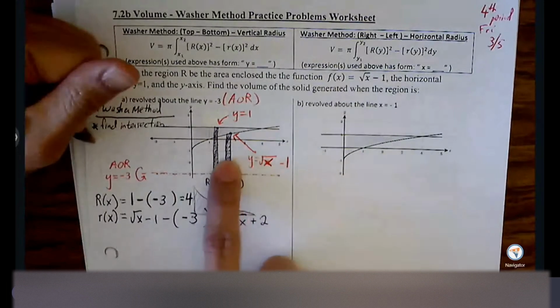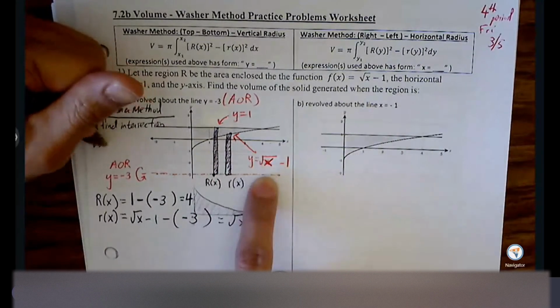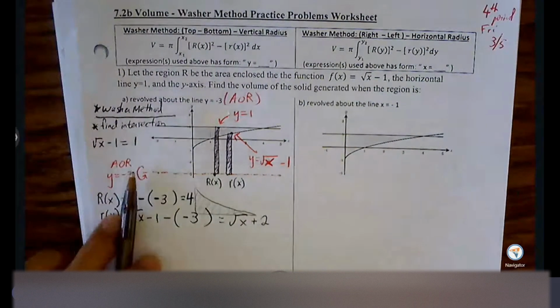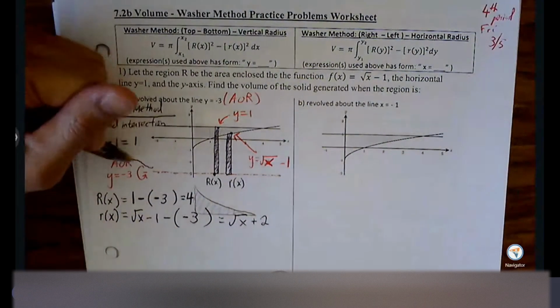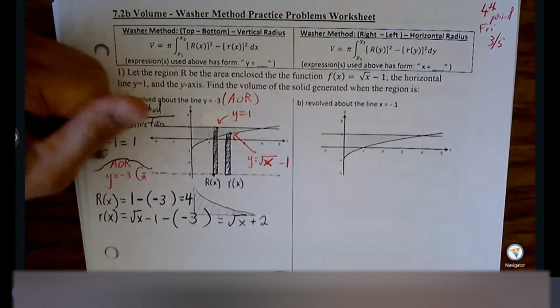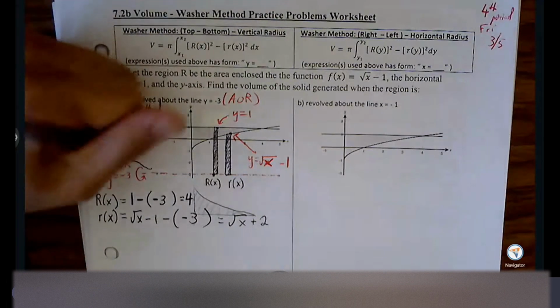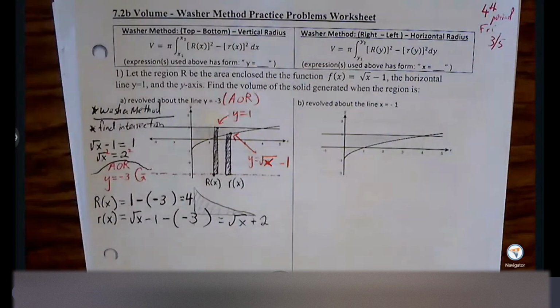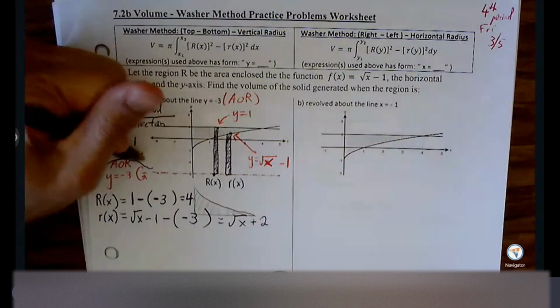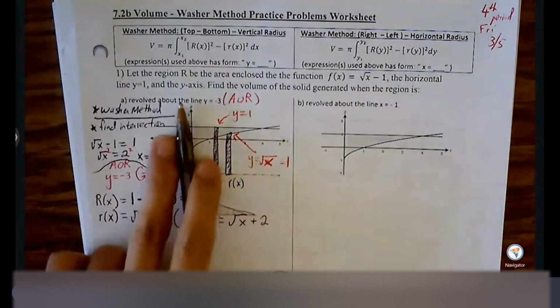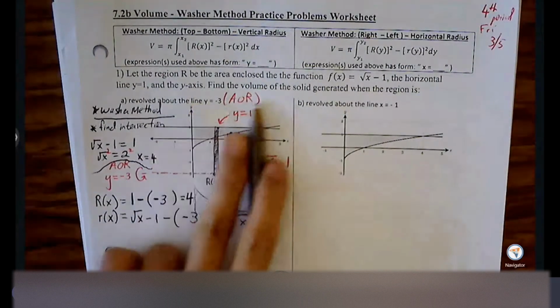Okay, so I'll say root x minus 1 is equal to 1. Add 1 to both sides. I get root x is equal to 2. All right, square both sides. I get x is equal to 4, and that matches with what we see in front of us, right? So we go from left bound of 0 to the right bound of 4.